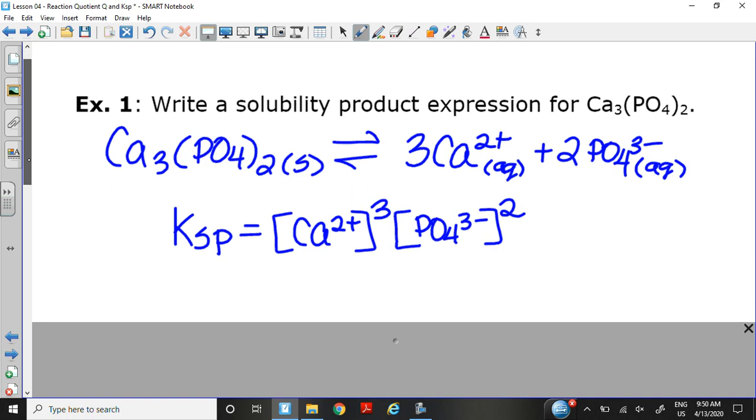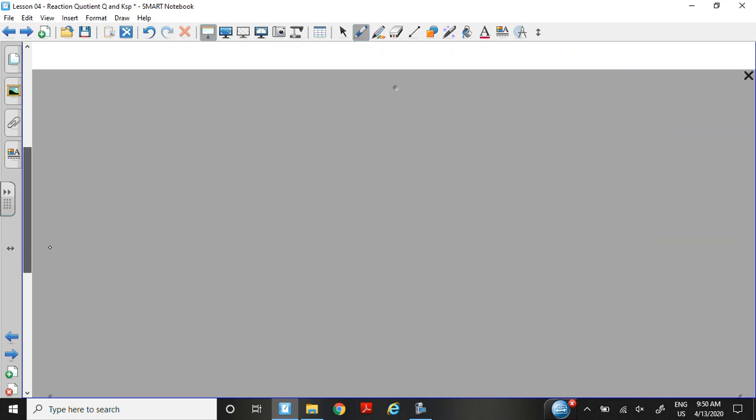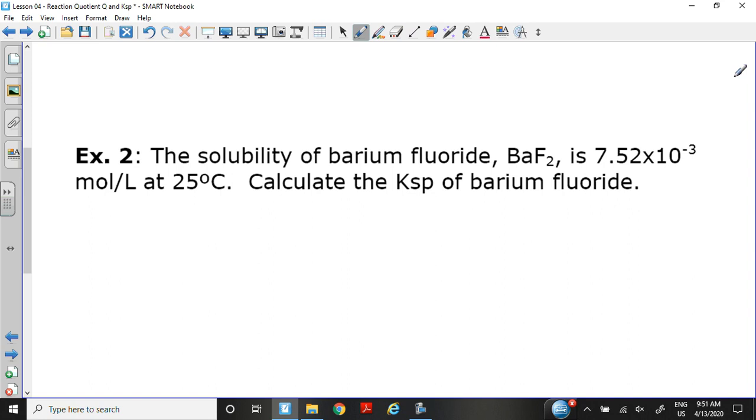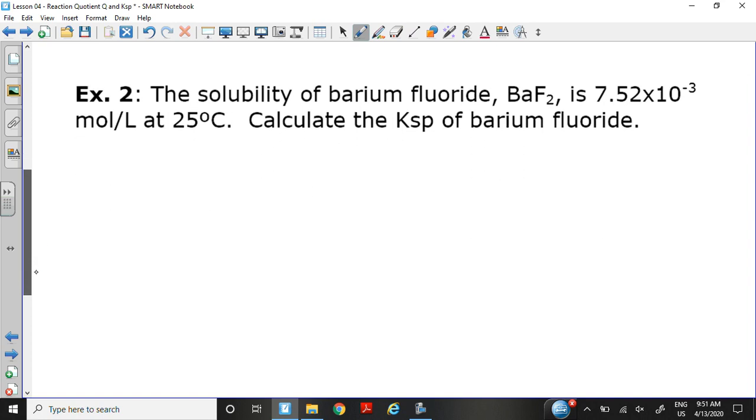Okay, now let's try out a couple of problems involving ice tables. Yes, ice tables come back again in several different ways in this unit. Here's one with solubility. They're worded differently, but the problem-solving process is very similar. So once you figure out what they're asking for, when you start to solve these problems, you realize that, yeah, they are pretty similar to ones that you've seen before this. So let's read through. The solubility of barium fluoride is 7.52 times 10 to the -3 moles per liter at 25 degrees Celsius. Calculate the KSP of barium fluoride.